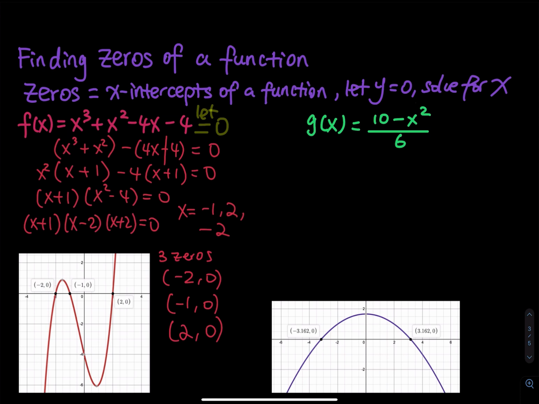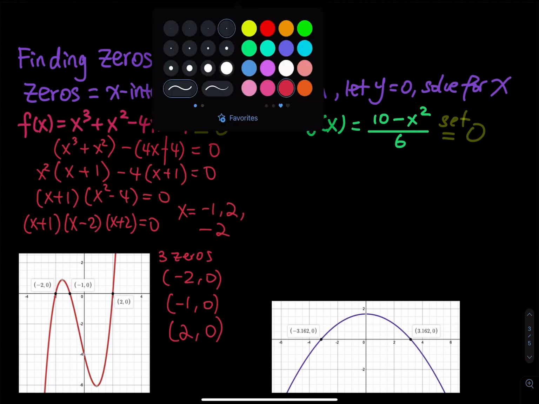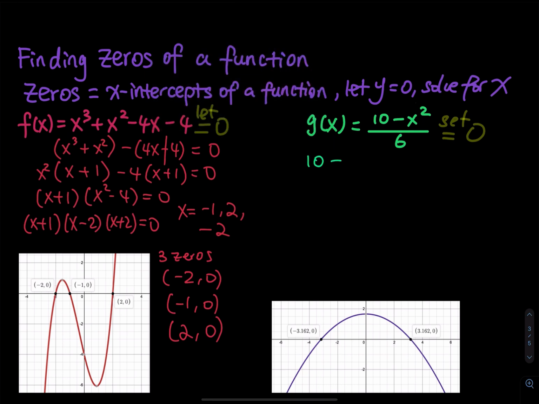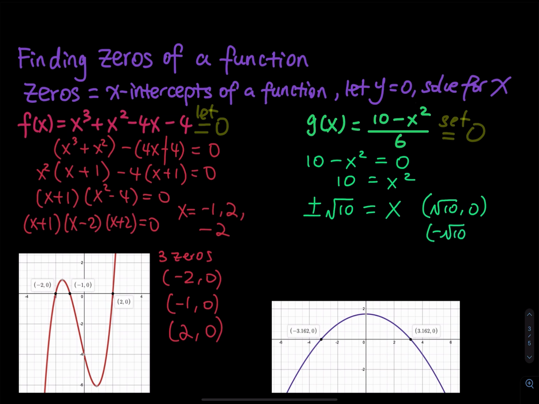All right. Next one, you have a fraction. You set that equal to 0, and then to take care of the denominator, you simply multiply both sides by 6. When you multiply both sides by 6, you get 10 minus x squared equals 0. And then you have 10 equals x squared. So this x squared is even, right? When you take the square root on both sides, you have plus or minus root 10 equals x, because the square is even. So this is root 10, 0, and then negative root 10, 0.